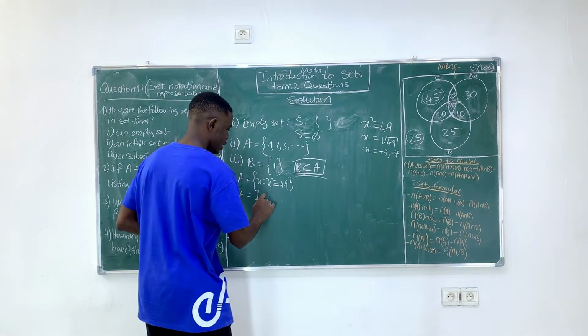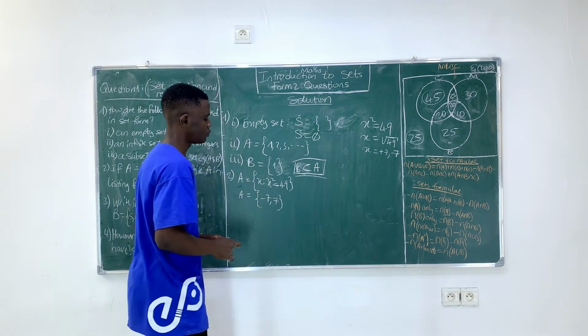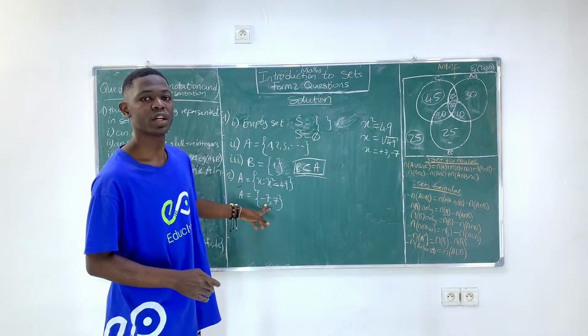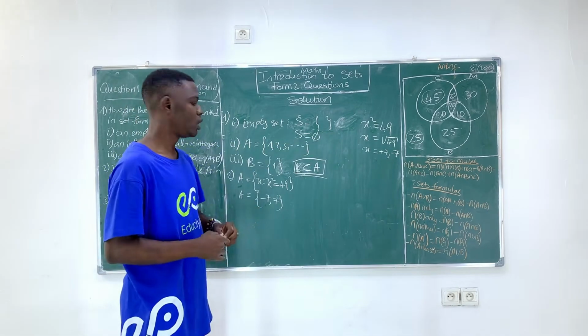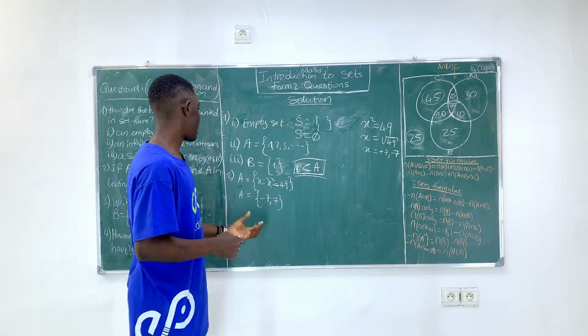If you square negative 7, you're going to have 49. If you square positive 7, you're also going to have 49. So those are the two elements of that set.